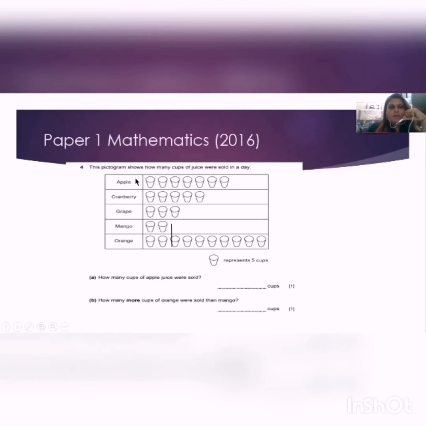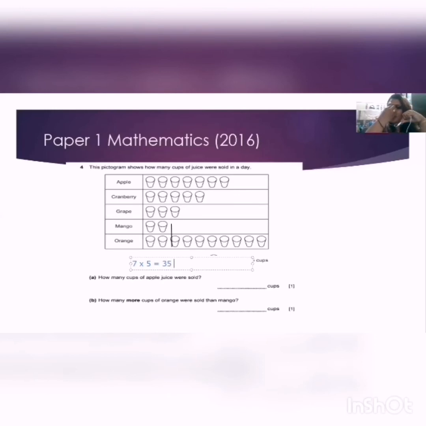You have to look at the apple here. How many cups are here? 1, 2, 3, 4, 5, 6, 7. Okay, 7. And we already know that each of these cups represents 5 cups. So what do we have to do here? We have to multiply it with 5. Therefore, 7 times 5 is 35.